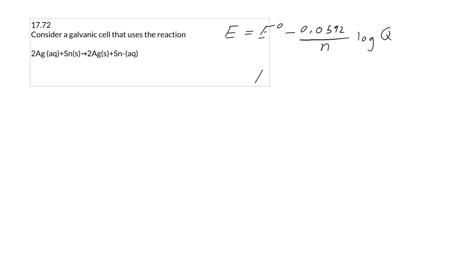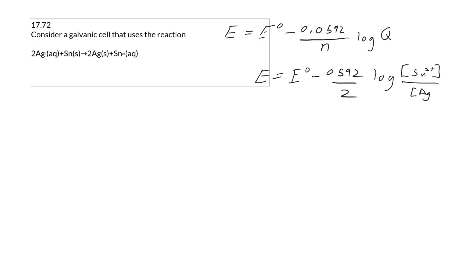For this equation, we have 2 electrons being transferred. Where does that 2 come from? We've got a log. I'll tell you in just a second. We've got product, our only solid there. Our only aqueous or gas. And then we have to square our silver because we've got a 2 in our chemical equation over there.